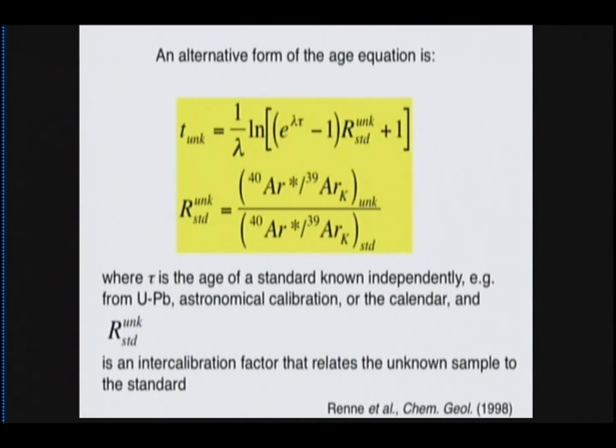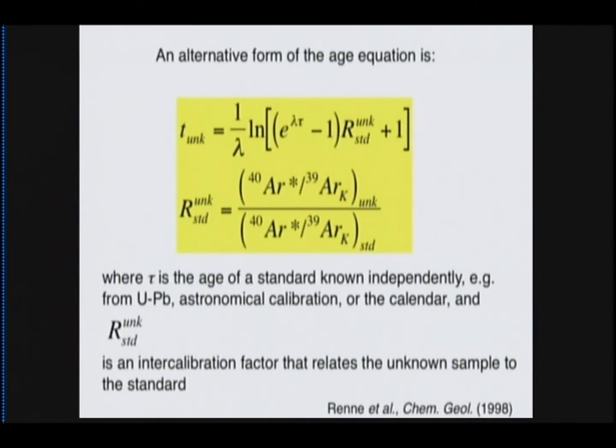Okay, there's yet another form of the age equation, and this is just simple algebra. We can relate the age of an unknown to basically the same essential equation, except that now this is a function of the total decay constant times the age of some standard or some material whose age we know independently. So up until now, I've been talking about standards whose ages are derived from potassium-argon measurements. But now we can take any way that we know the age of a standard.